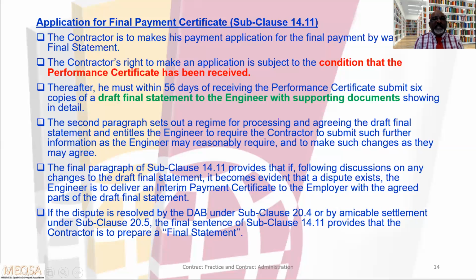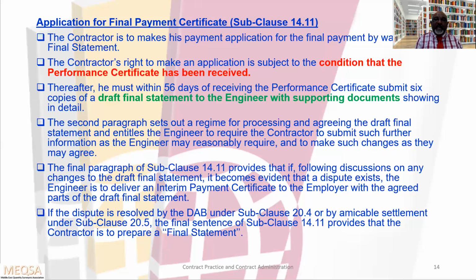Application for final payment certificate. The contractor is to make his payment application for the final payment by way of final statement. The contractor's right to make an application is subject to the condition that the performance certificate has been received. Thereafter, he must, within 56 days of receiving the performance certificate, submit 6 copies of a draft final statement to the engineer with supporting documents showing in detail.